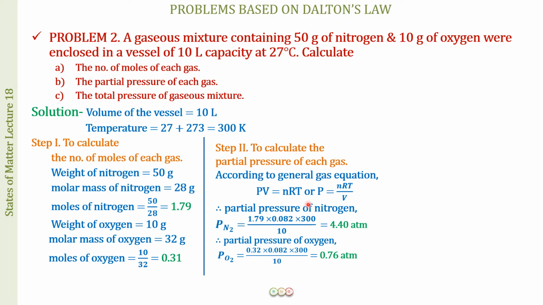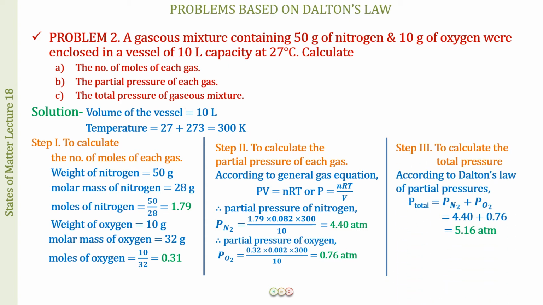So this is how you will be finding the partial pressure of each gas, and then finding out the total pressure of the gaseous mixture. This is going to be the sum total of both according to Dalton's law. So P total is going to be P N2 plus P O2, and this is going to be 4.40 plus 0.76. So this will come up to 5.16 atmosphere, right? So I hope you are understanding how we are doing these questions.